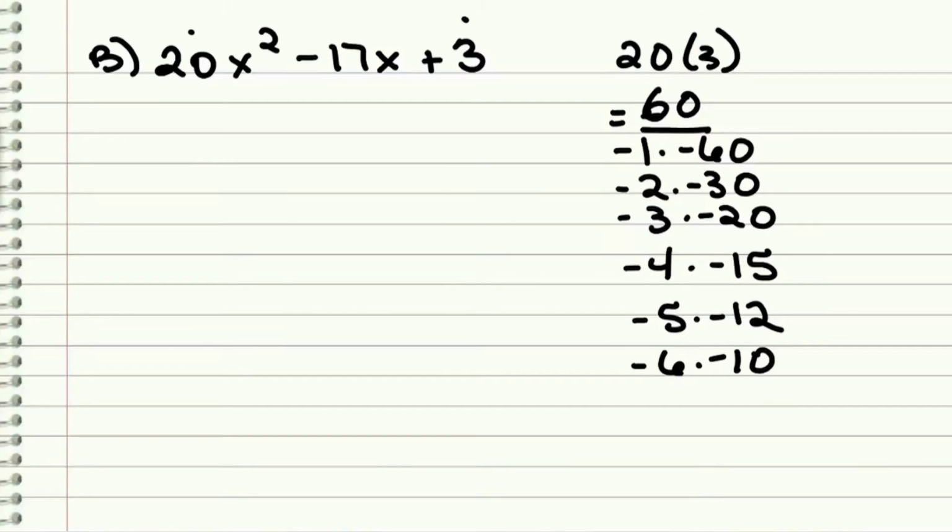7 does not divide in. 8 does not divide in. 9 does not divide in. And then we would repeat. So the pair that would add to a negative 17 would be negative 5 times negative 12.